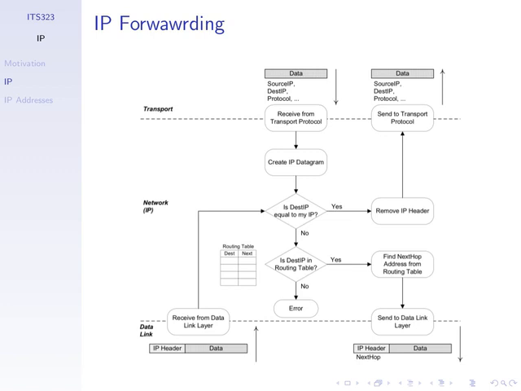Destination H2, it's not on subnet B. It's not on subnet C. It's not on subnet A. It is on subnet D. H2 is on subnet D. Therefore, send this datagram to R3. We'd send to R3. R3 receives the datagram. It's not the destination. Looks in the routing table. Is the destination on subnet D? Yes.